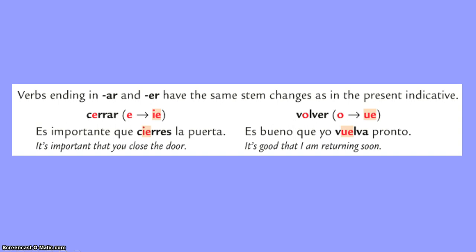Same thing with volver. It has an O to UE stem change in the present tense. It's going to have an O to UE stem change in the subjunctive. Es bueno que yo vuelva pronto.